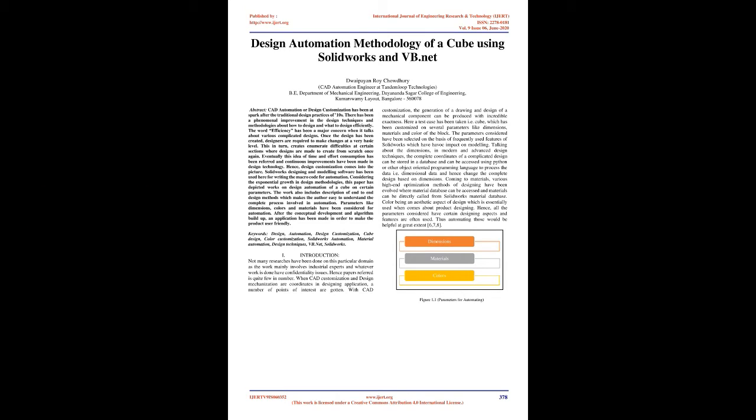SolidWorks designing and modeling software has been used here for writing the macro code for automation. Considering the exponential growth in design methodologies, this paper has depicted works on design automation of a cube on certain parameters. The work also includes description of end-to-end design methods, which makes it easy for the author to understand the complete process involved in automation. Parameters like dimensions, colors, and materials have been considered for automation.